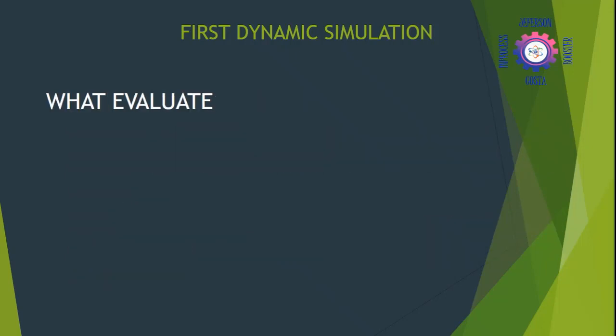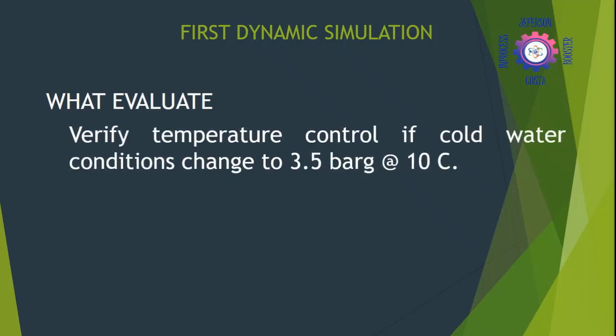And in this presentation, we will set a control loop and we will verify what happens with our control if we change the process conditions for the cold water to 3.5 bar G and 10 Celsius.